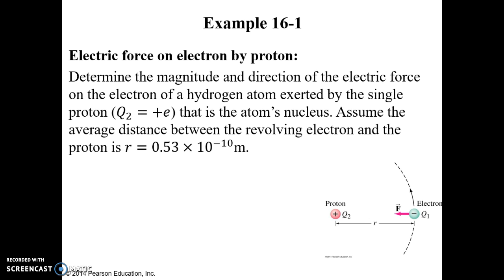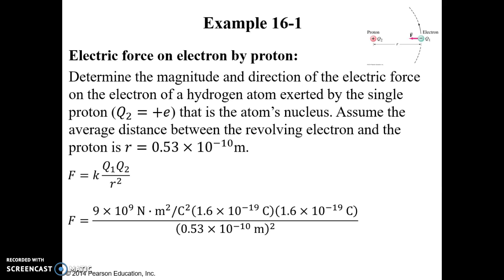Alright, here's our first example. We want to determine the magnitude and direction of the electric force on the electron of a hydrogen atom exerted by a single proton, that is, the atom's nucleus. Assume that the average distance between the revolving electron and the proton is 0.53 times 10 to the negative 10 meters. The first step is to write out Coulomb's law, which is force equals k times Q1 times Q2 all over r squared.